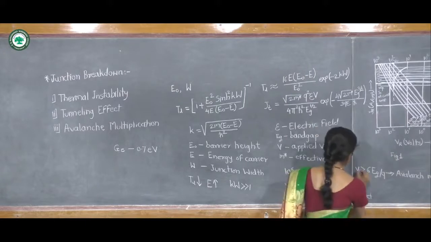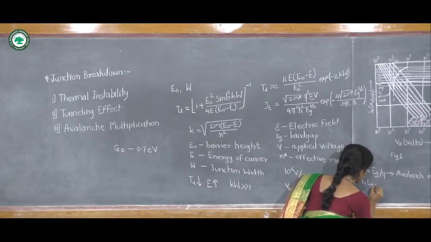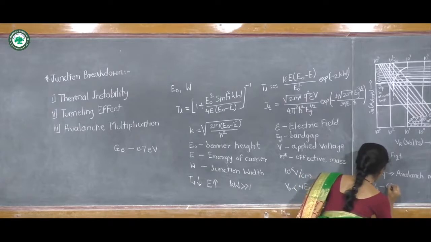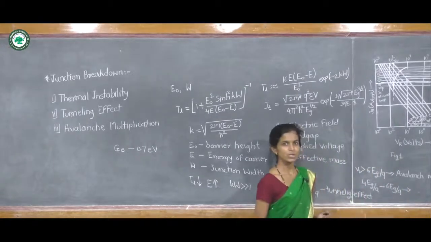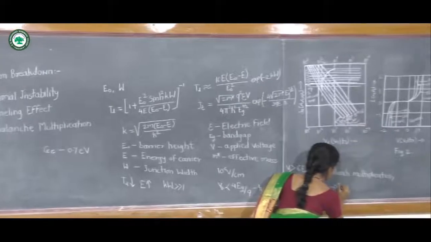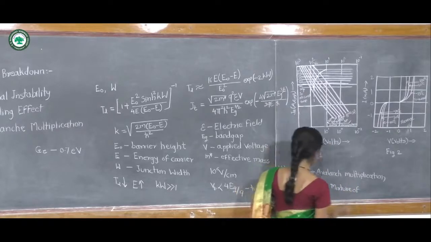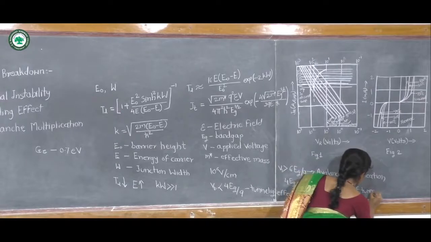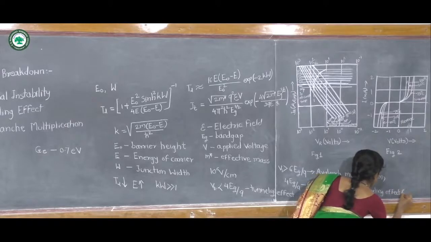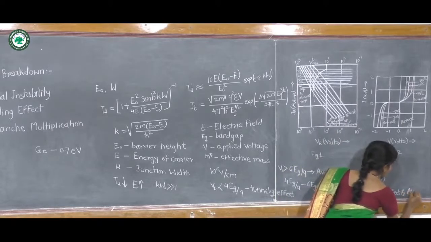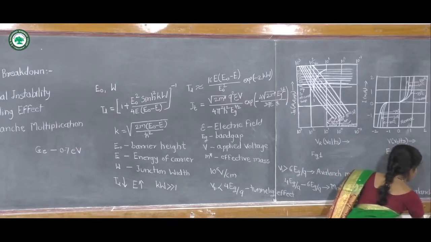And when this breakdown voltage is in between 4 Eg by q to 6 Eg by q, the process is due to a mixture of both, that is, the tunneling effect and avalanche multiplication.